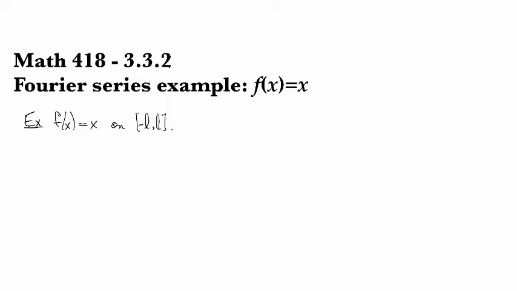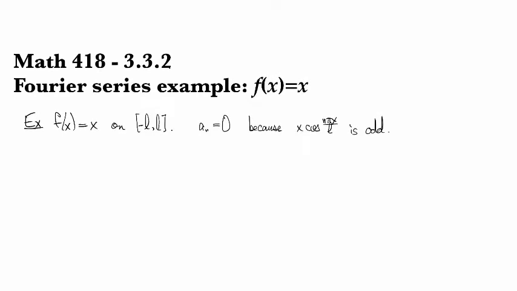So when we go to compute the Fourier coefficients, a_n is going to be 0 for every n, because when we take x multiplied by a cosine function, we're going to get an odd function. So an integral of an odd function on a symmetric interval is always going to give us 0. If we look at b_n's, we get a little bit more juice.